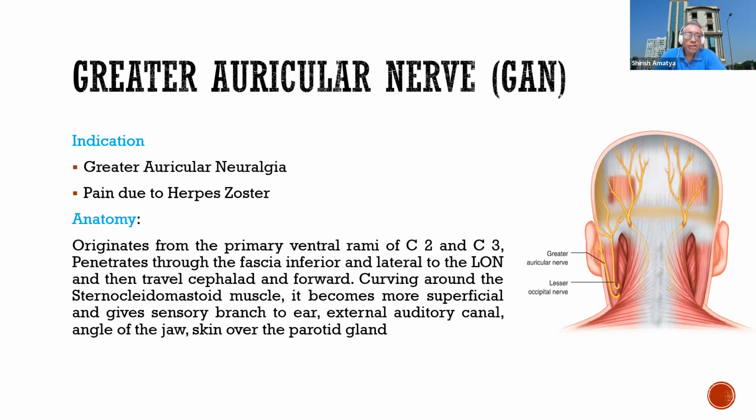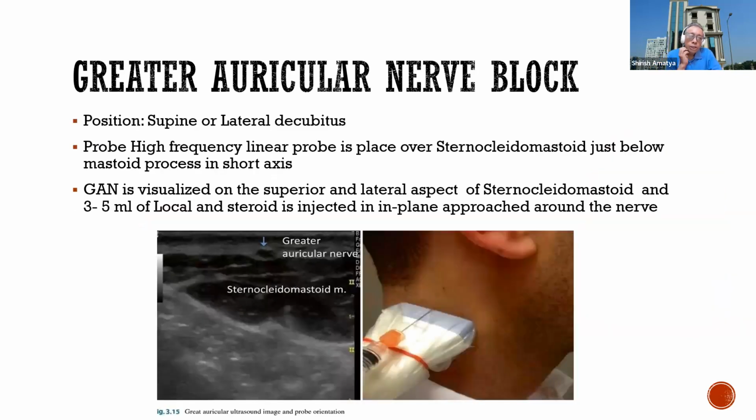After penetrating the fascia of the lateral aspect of the neck, it curves around the sternocleidomastoid and moves upward along the belly of the sternocleidomastoid, and supplies the ear, the external auditory canal, the angle of the jaw, and the parotid gland. So if there is any herpes zoster infection or pain in this area, we can easily use ultrasound to block the greater auricular nerve.